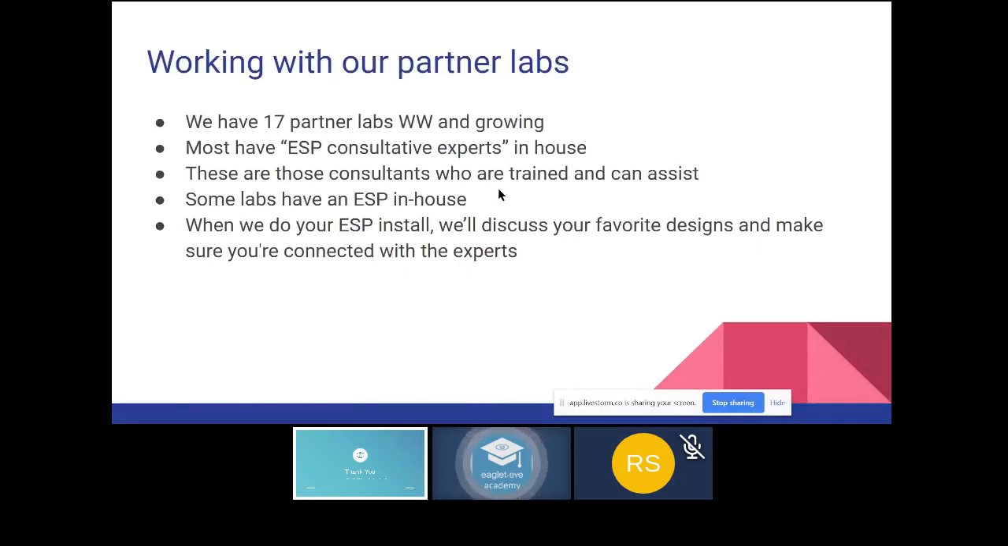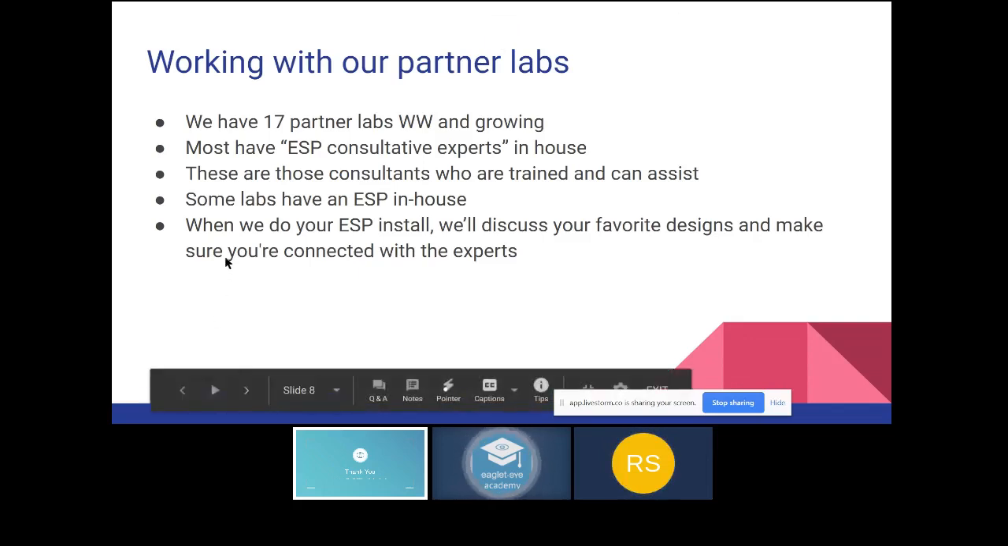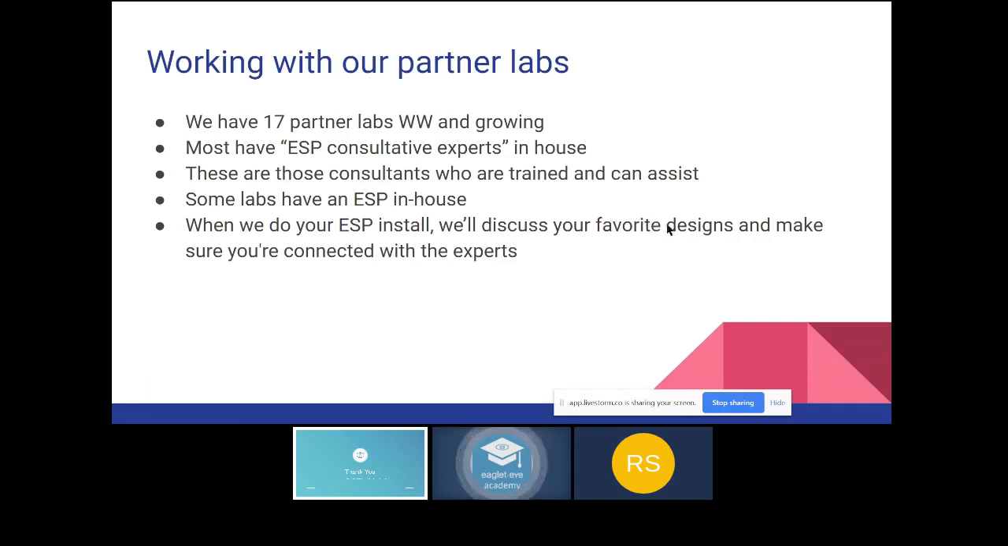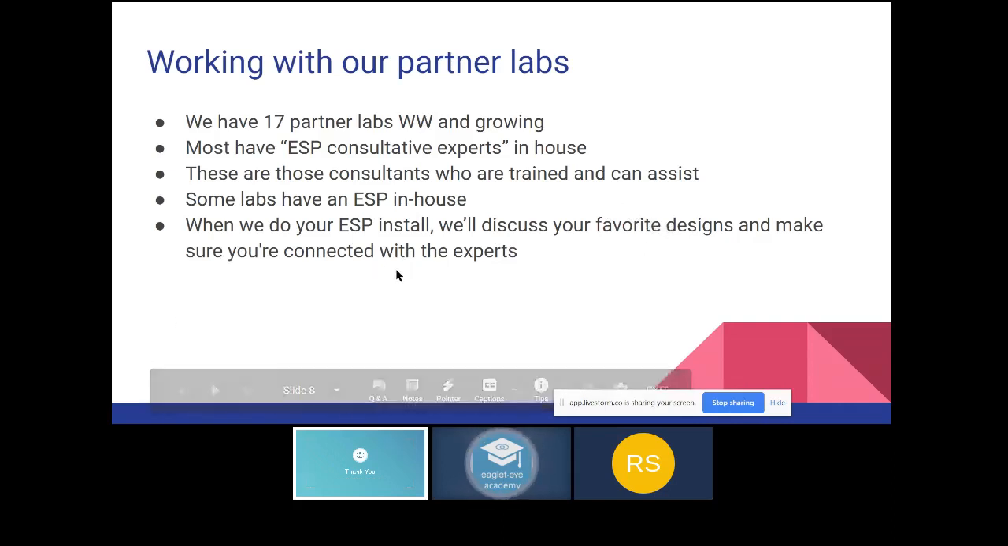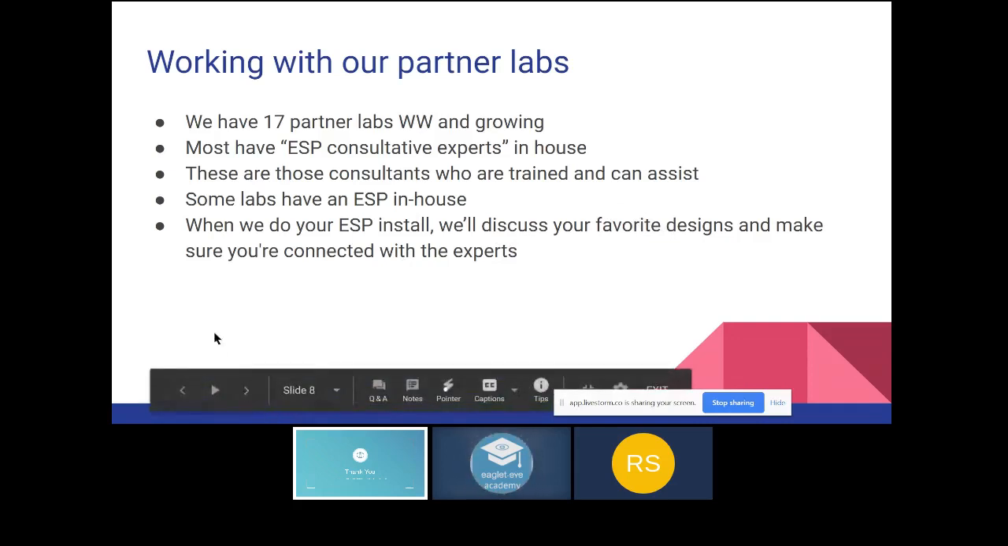And some of the labs have an ESP in-house, which I hope you would agree with me suggests that they know more about it than we could possibly train. That includes Boston and Blanchard. Hopefully Paragon has one. B&L has one via Indiana University and Jason. So anyway, we're working with these guys. And when we do an ESP install, we'll discuss your favorite designs and make sure you're connected with the right experts so that everybody's in the loop as to who's fitting what and who has what instrument.